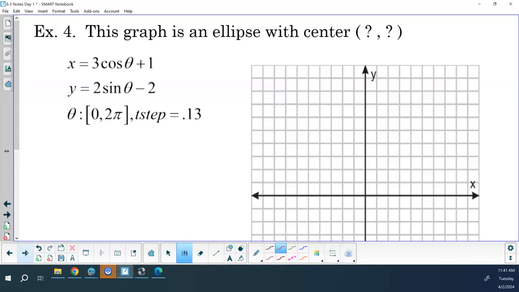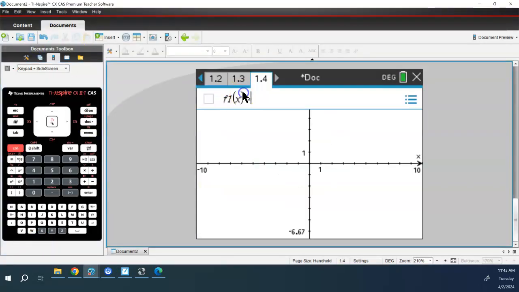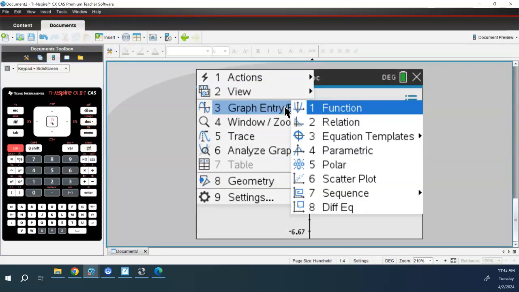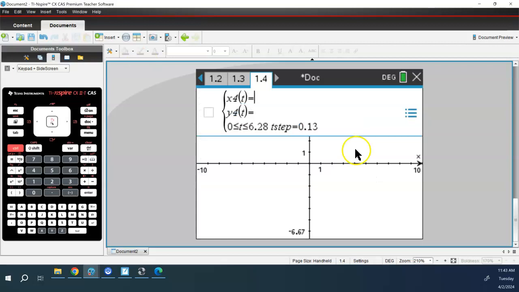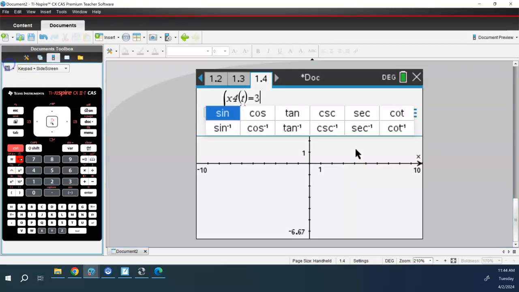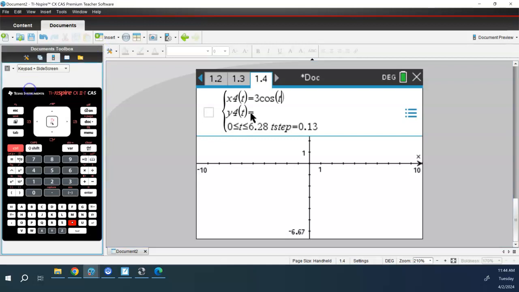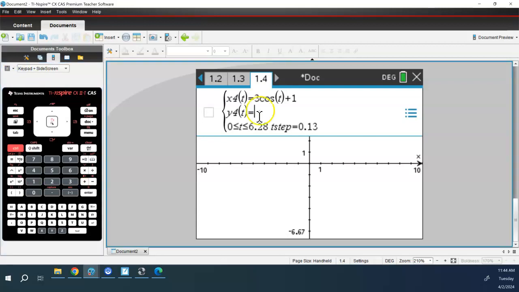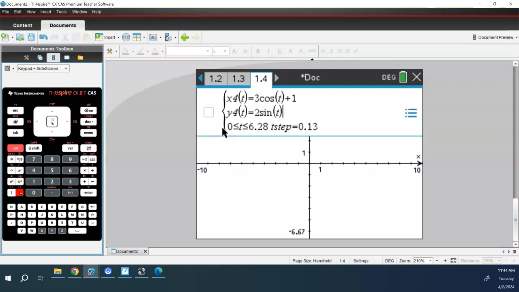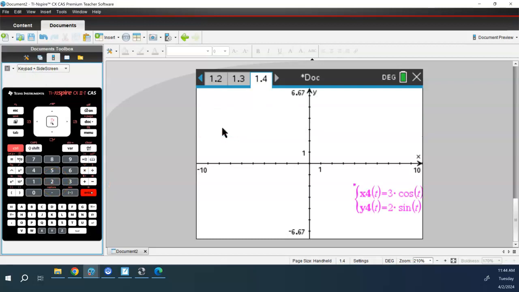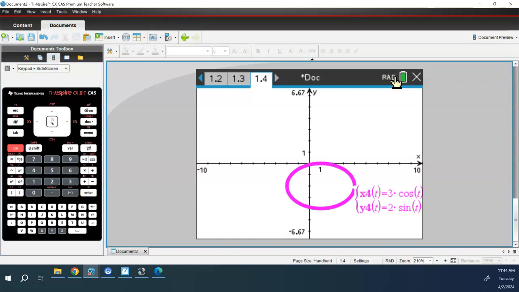Try this one. Graph it for me. You don't have to write this one down. Just graph this one, and let's see where it falls. So, it said 3 cosine of theta, right? However, because this is a function of t, we have to go 3 cosine of t, then plus 1.2 sine of t minus 2. Oops, we're in degrees. Gotta switch it over to radians to see it.